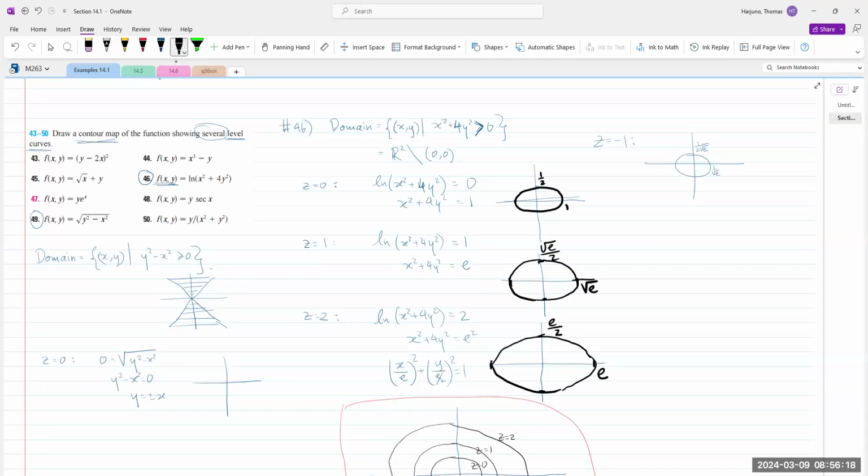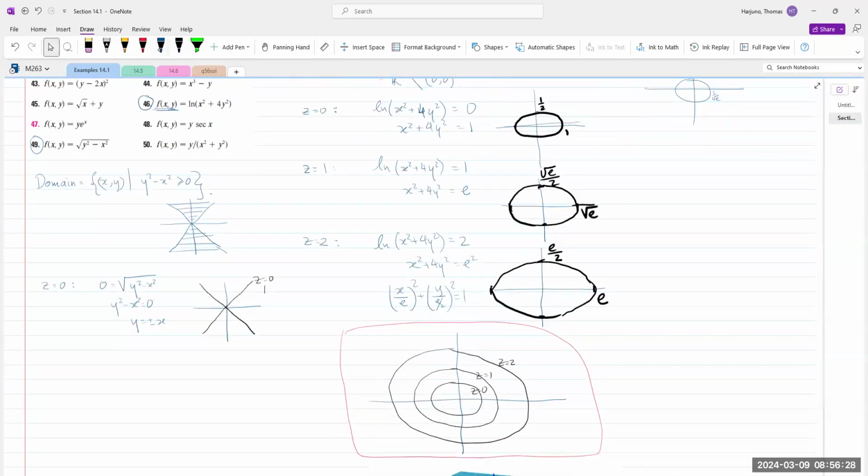That's basically the boundary we have, right? So the level curve is this. This is when z equals 0. Now, what happens when c equals 1? 1 equals square root of y squared minus x squared. That's y squared minus x squared equals 1. Oh, that's a hyperbola.